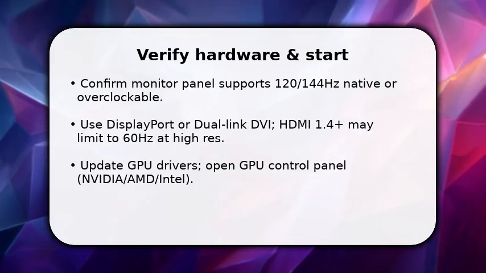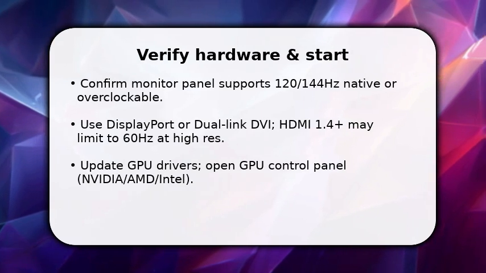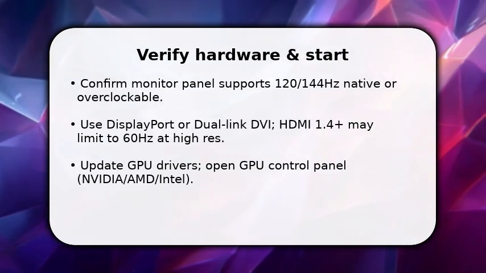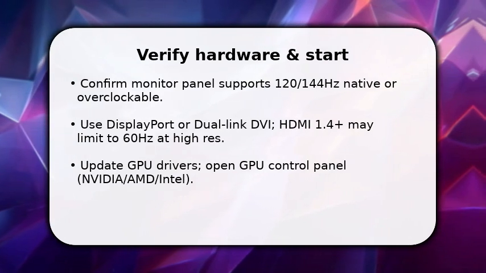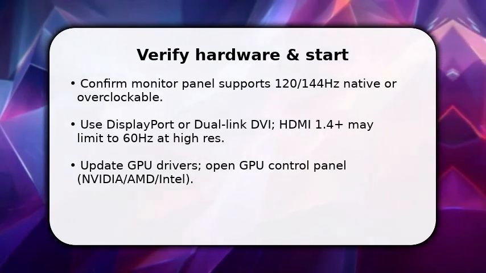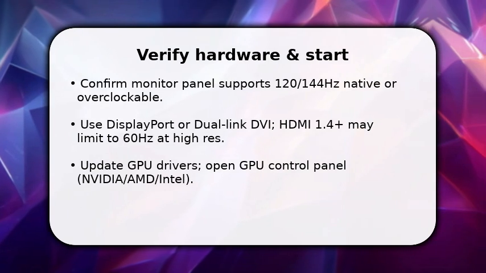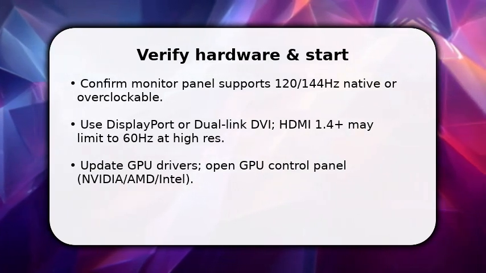You start by confirming the monitor can actually run above 60 Hz. Some panels are locked to 60 Hz. Once done, swap to DisplayPort or a high-bandwidth DVI. HDMI often restricts high refresh at high resolution.